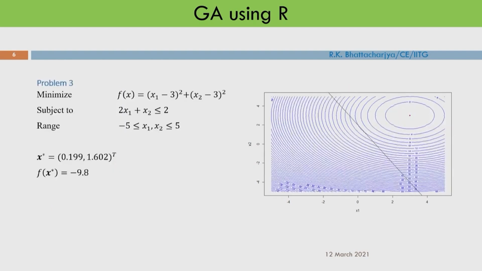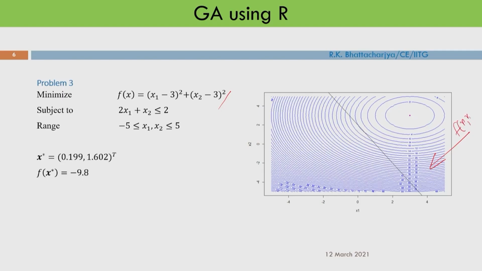The third problem is also a minimization problem, a function of two variables. The function is (x1 - 3)^2 + (x2 - 3)^2, and this is the contour plot of this particular function.